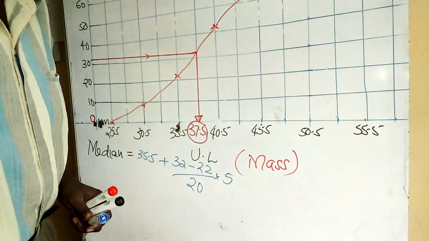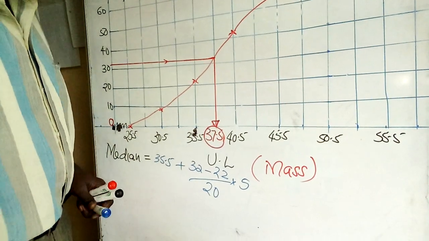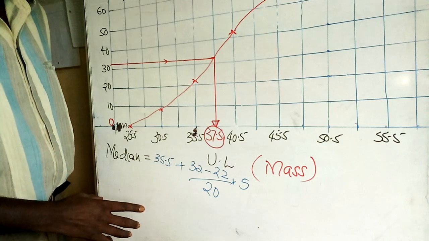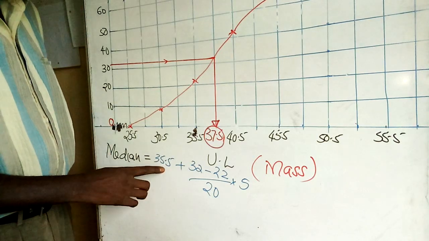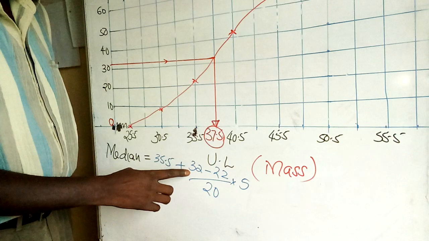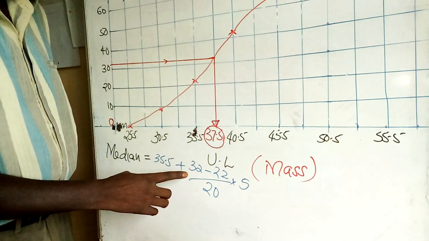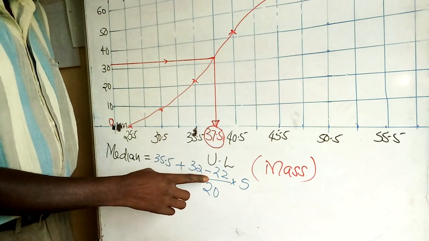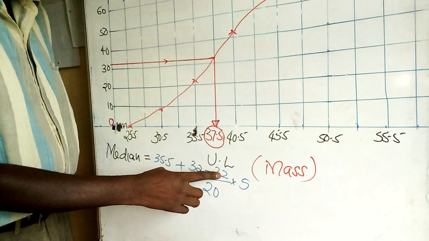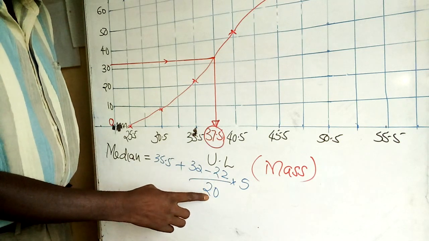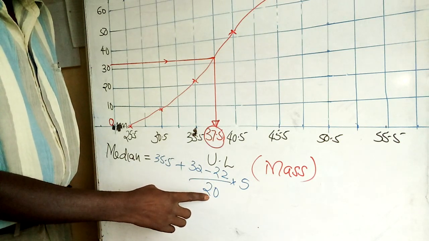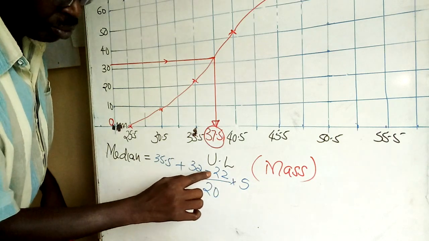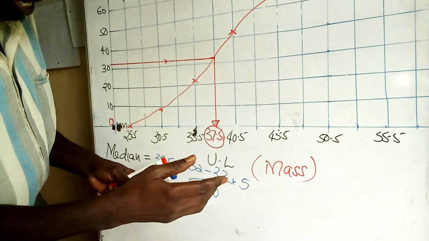Now we come down. Let us see if we got it right. The median class is 36 to 40. So the lower limit is 35.5. We used n plus 1 over 2, 64 over 2, which gave us 32. The cumulative frequency before the median class is 22. The frequency of the median class is 20. And then we multiply by the width. So you realize 32 minus that, we can get that.